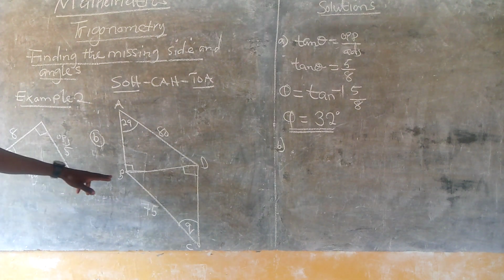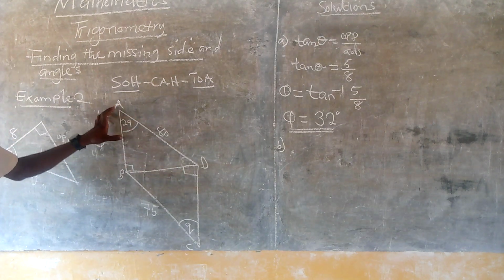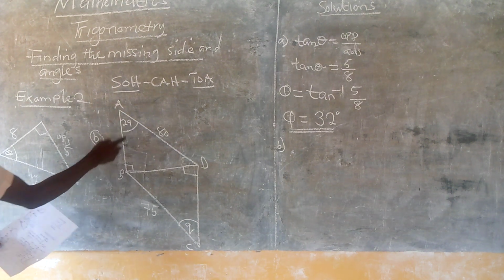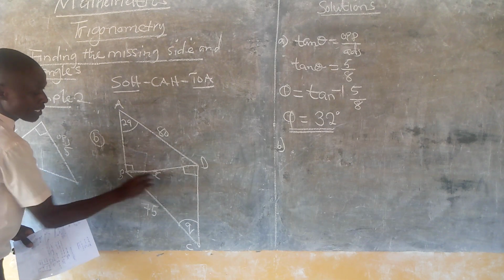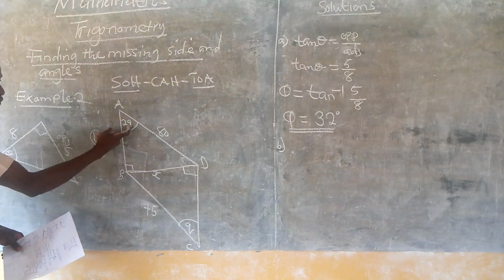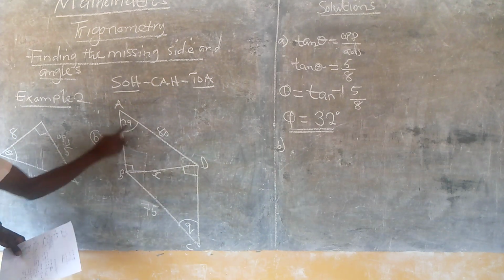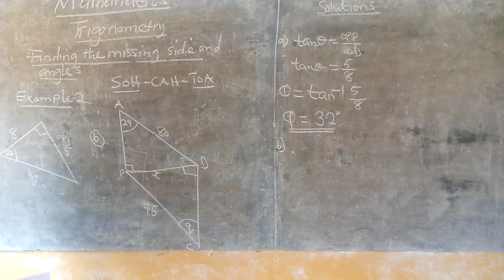Okay, so now how do we find this side? We're going to use this triangle. So which ratio are we going to use? We are finding x, therefore that x. So we've got it, opposite and hypotenuse side. So opposite and hypotenuse, which side?